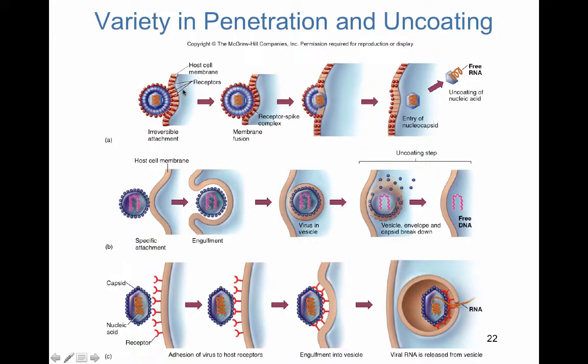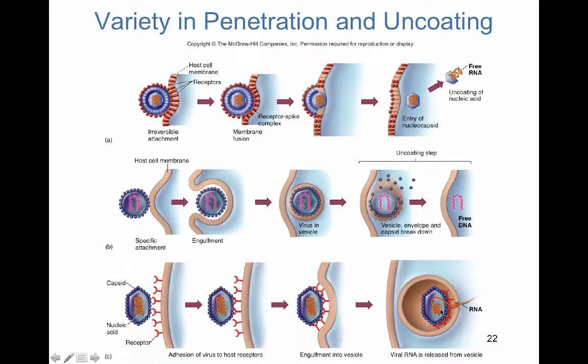So these are cartoon images of what I just went over here. If you check out the top, you see that it's fusing with the cell membrane, and then the nucleocapsid is entering. The second one down, you see that the virus is binding and is engulfed into a vesicle, and the vesicle, the envelope and the capsid break down, and then you just have the free DNA.